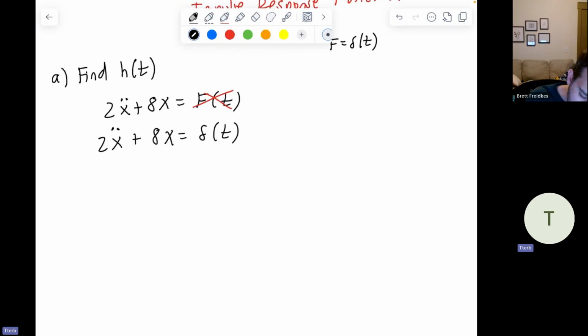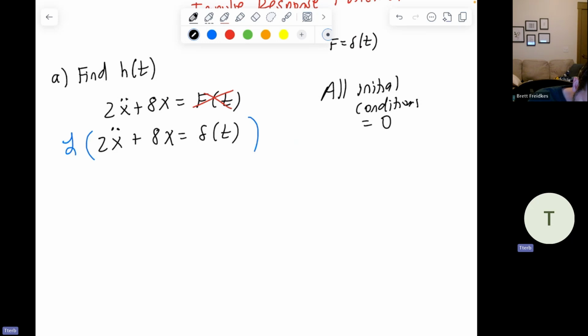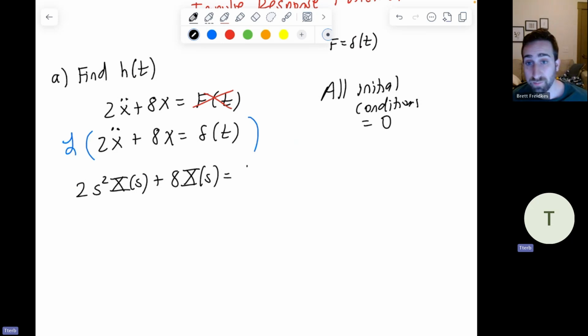Now, to go ahead and do this, we could take the Laplace transform of both sides. So let's say we do the Laplace of both sides of the equation. And in the problem, I tell you that all initial conditions are 0. So that means our Laplace transforms get a little bit easier. If we look at our table, we'll see that for the Laplace transform of the second derivative, the constant stays. This Laplace transform of the second is 2s squared x of s plus 8 x of s. And the Laplace transform of delta of t, by definition, ends up being 1. That is the Laplace transform of the Dirac-Delta function.